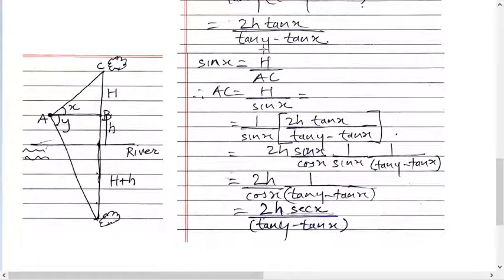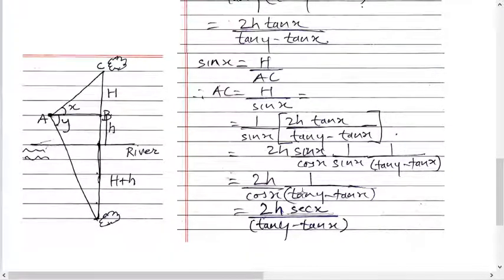So h upon sin x means what? Put the value of h which we have got. So that is 2h tan x upon (tan y minus tan x) upon sin x. So this sin x will be down here, right? So solve it now. So 2h, now what is tan x? Sin x upon cos x. Sin x upon cos x upon sin x, right? This sin x down, into 1 upon (tan y minus tan x), this one, right?